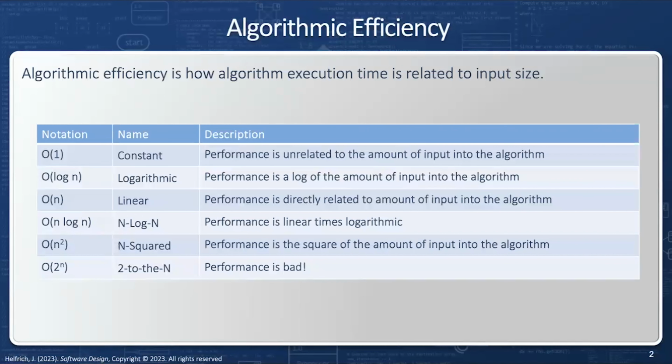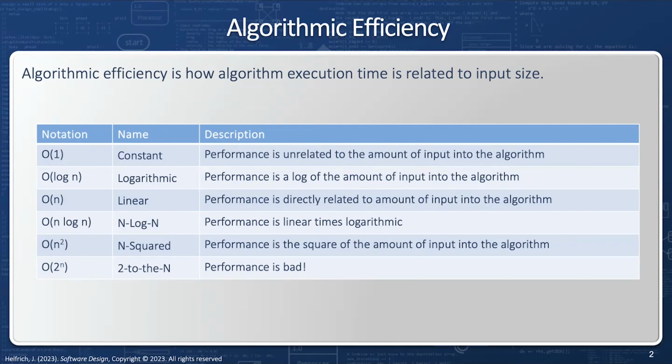Recall there are several levels of algorithmic efficiency. O(1), which is constant, which means performance is unrelated to the amount of input in the algorithm. O(log n), otherwise known as logarithmic, where performance is a log of the amount of input in the algorithm. O(n), linear, where performance is directly related to the amount of input in the algorithm. O(n log n), O(n squared), and O(2 to the n). So the question is, how do you assign a given level of efficiency to a given algorithm?